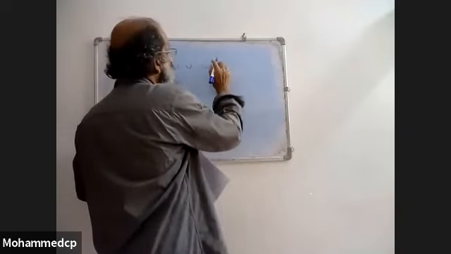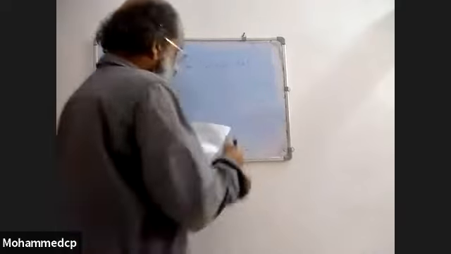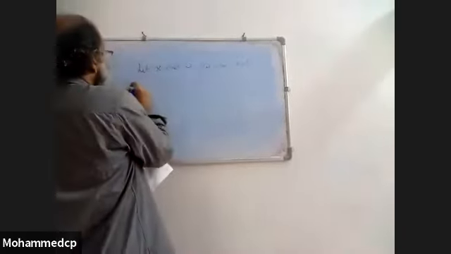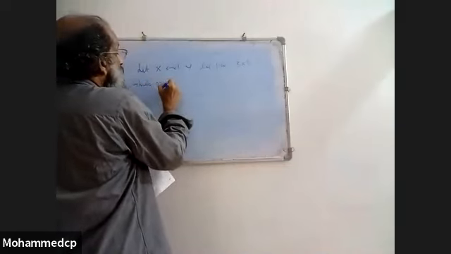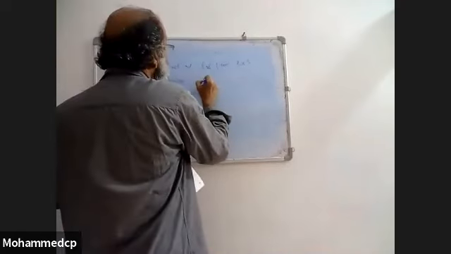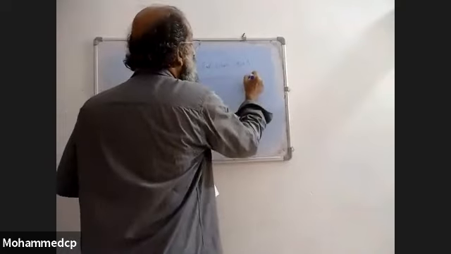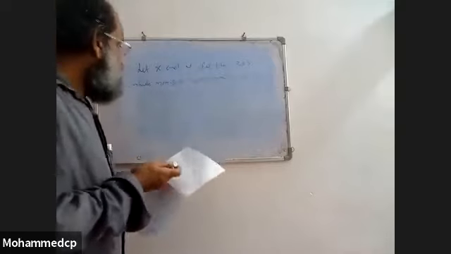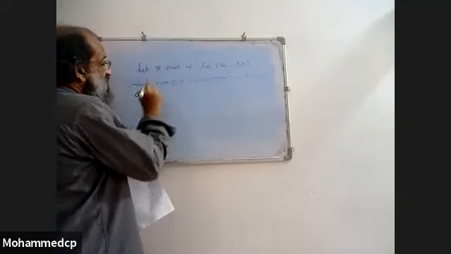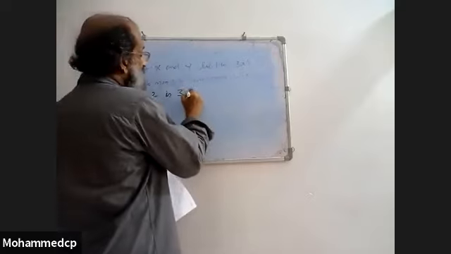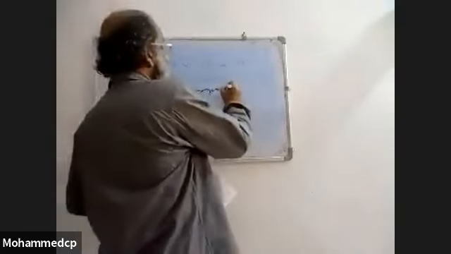Okay, let us begin with a problem on matrices. Let X and Y be two 3x3 arbitrary non-zero skew symmetric matrices, and Z is a 3x3 non-zero symmetric matrix.